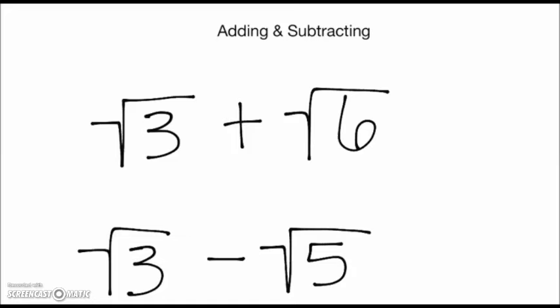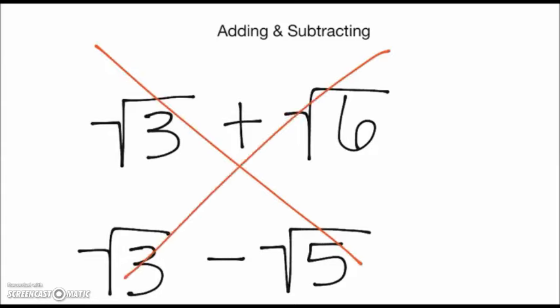So to start, let's look at adding and subtracting radicals. These are two examples of radicals that we cannot add or subtract. The reason we can't add or subtract these is because their radicands are not the same. So, for instance, I can't do square root of 3 plus square root of 6 because the radicals here are not the same. Again, I can't do square root of 3 minus square root of 5 because the radicals here are not the same.